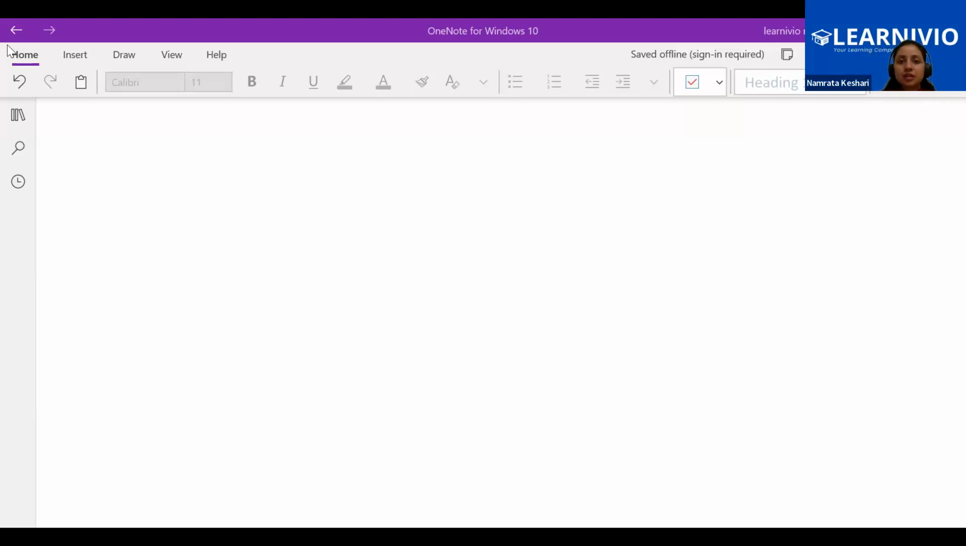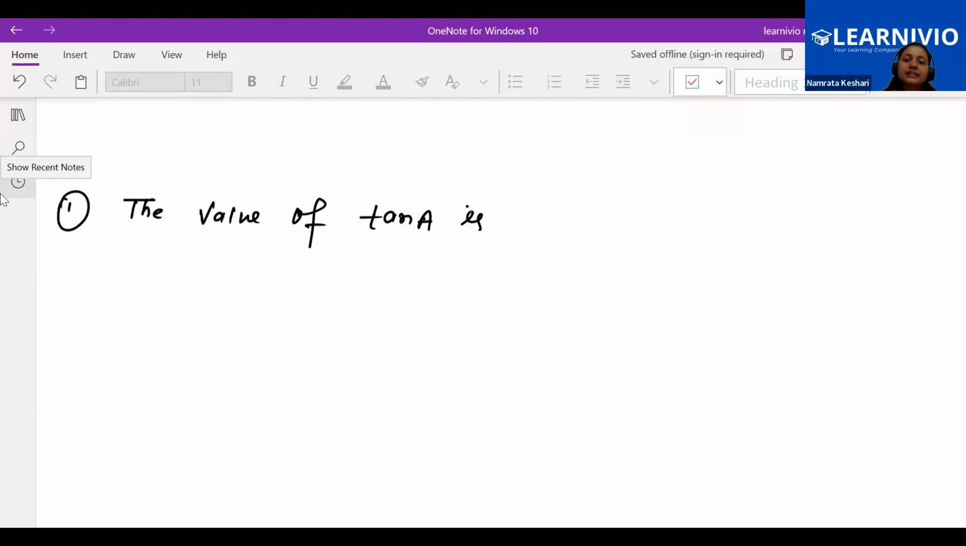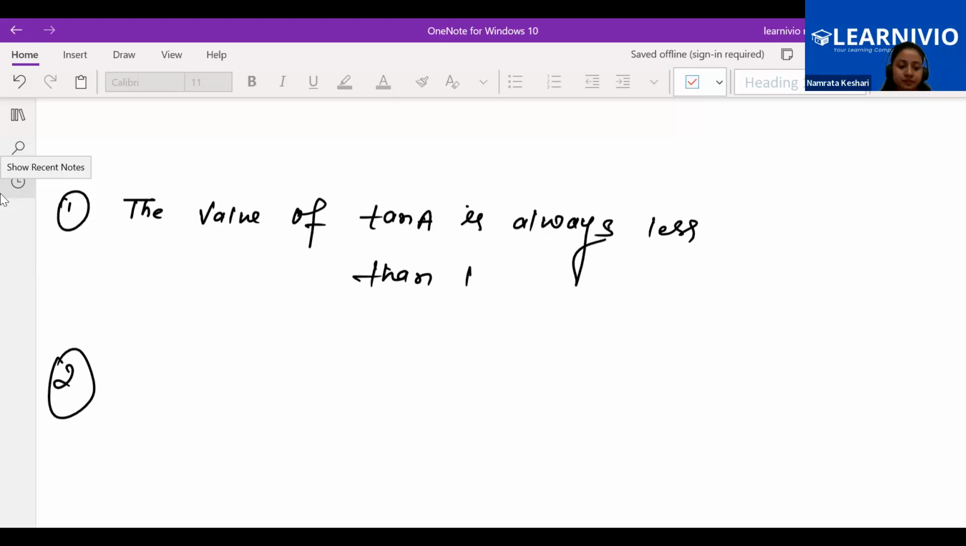There are a few true or false questions which we have not discussed so far. So the questions are: the value of tan A is always less than 1. Is it so? Is it true or false?